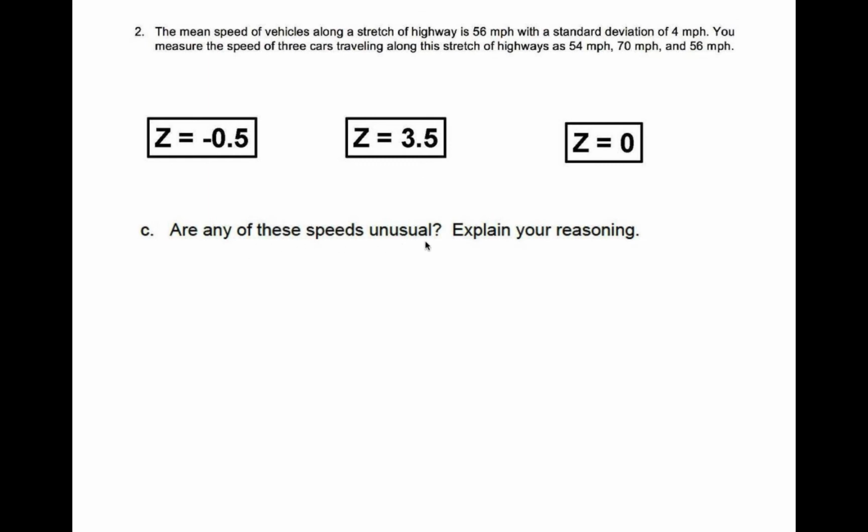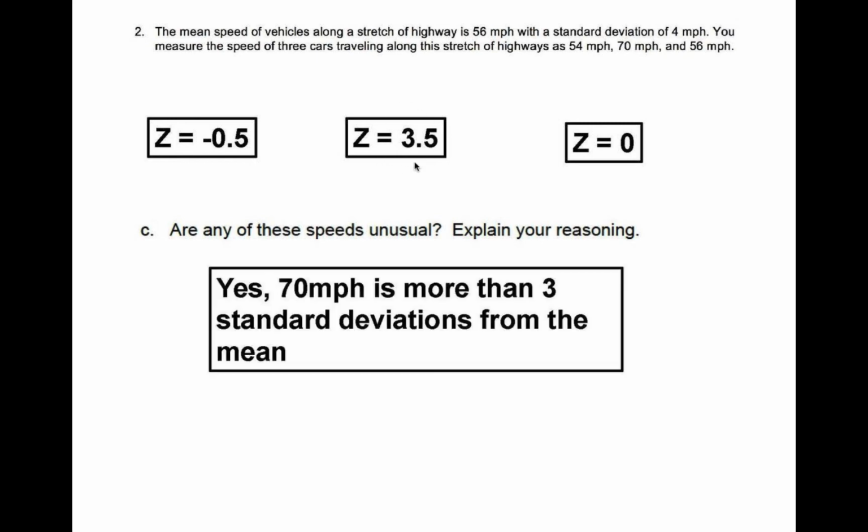So are any of these speeds unusual? Explain your reasoning. You might be tempted to say this is unusual because it's negative. Well, that doesn't make it unusual. It means it's just below average. What's unusual is the 3.5 because it's more than 3 standard deviations from the mean. So this one was much more than most people were driving.